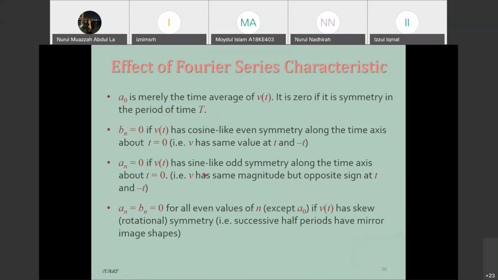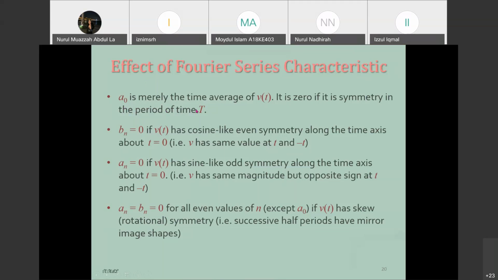Okay, so we now have the effect of the Fourier series characteristic. You can further simplify based on the characteristic of the Fourier series. Look at this point here: A naught is merely the time average of v(t). So it is 0 if it is symmetric in the period of time T. It means that A naught here is 0 if the signal is symmetric in the period of time T.